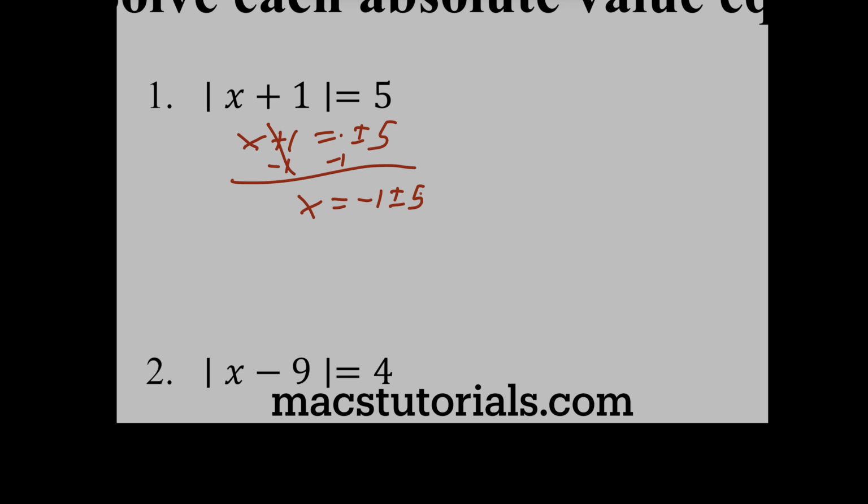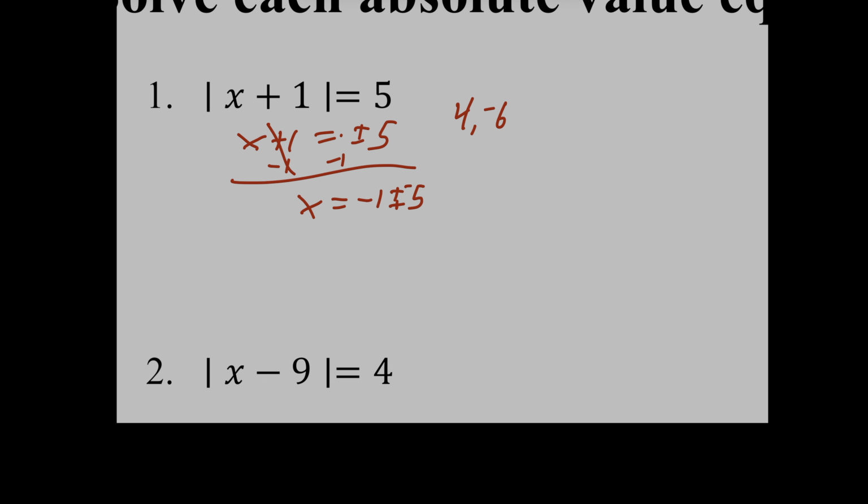Well, what's negative 1 plus 5? That's going to be a positive 4. And what's negative 1 minus 5? Well, just think, add a line, change the sign. The signs are the same, so I'm going to add and keep the sign. All right, and those are my answers.